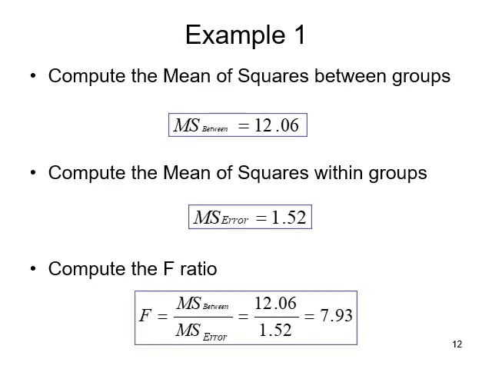So what we get now is the calculation of the mean squares between groups, which was 12.06. We have the computation of the mean squares within groups, error, of 1.52. So 12.06 divided by 1.52 equals 7.93. That is our calculated F statistic.